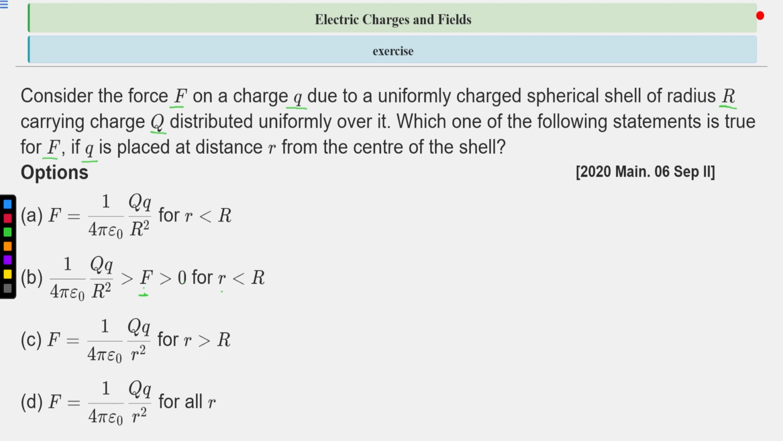C is F equal to 1 by 4 pi epsilon naught Q q by r square for r greater than R, means for a distance greater than the radius, outside the spherical shell. And option D is F equal to 1 by 4 pi epsilon naught Q q by r square for all r, for any r, inside the spherical shell, outside the spherical shell, or on the surface of the spherical shell. So now I will give you some time to think about it.